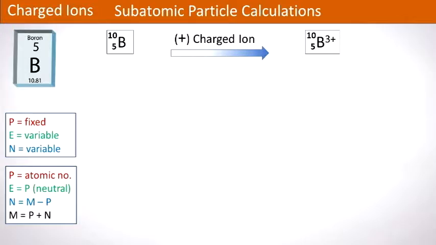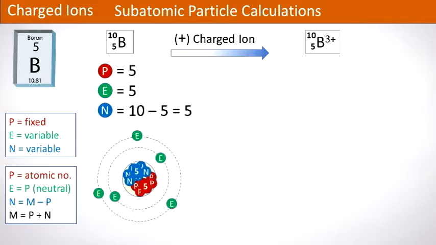Let's take another example, the oxidation of boron to boron plus 3. Because of its atomic number, the number of protons is 5. The number of electrons also equals 5 because it is neutral. The number of neutrons equals the mass number minus the number of protons to give you a total of 5, as shown in this diagram.